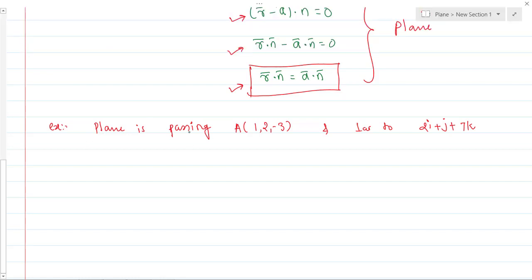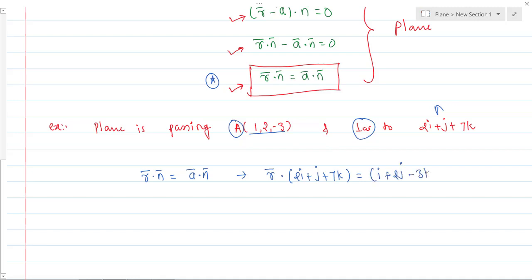We know that the plane is passing through a point and it is perpendicular to the vector, so the equation of the plane can be directly written as r bar dot n bar equals A bar dot n bar. If I substitute the values, I will get r bar dot n bar, where n bar is the normal vector, so it is 2i plus j plus 7k, equal to A bar, which is i plus 2j minus 3k, dot n bar, which is again 2i plus j plus 7k.